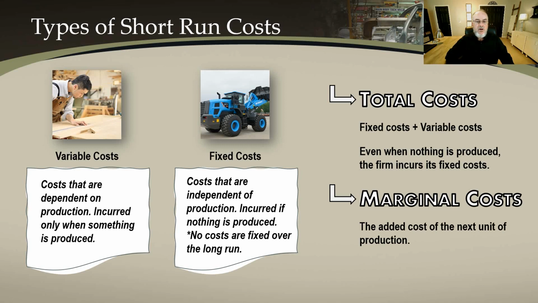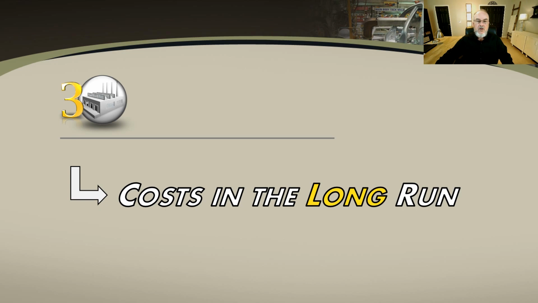And then marginal costs. We've talked about margin already. That's the cost of the next unit, the next burger I make, or the next tree I cut down, or whatever the case is. Those are our types of short-run costs. And now cost in the long run. Well, as we said, all costs are variable in the long run. You can sell your building, you can do whatever you need to with your costs, with your fixed assets.